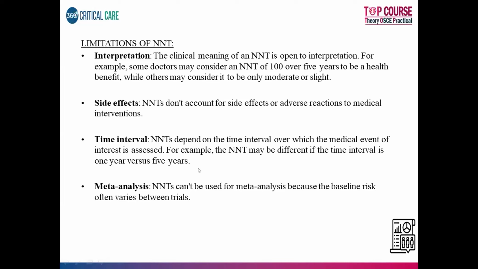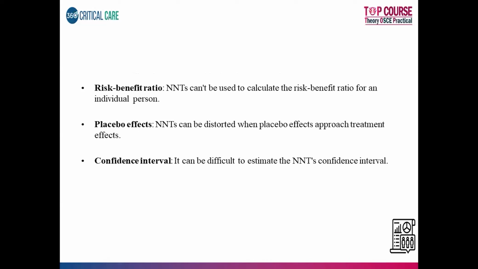So when you calculate the NNT for 1 year, the value would be different for the same patient, whereas if you calculate it 5 years later, the value would be different. Coming to the meta-analysis, these NNTs cannot be used for meta-analysis because the baseline risk often varies between the different trials, because meta-analysis involves a lot of trials in it.